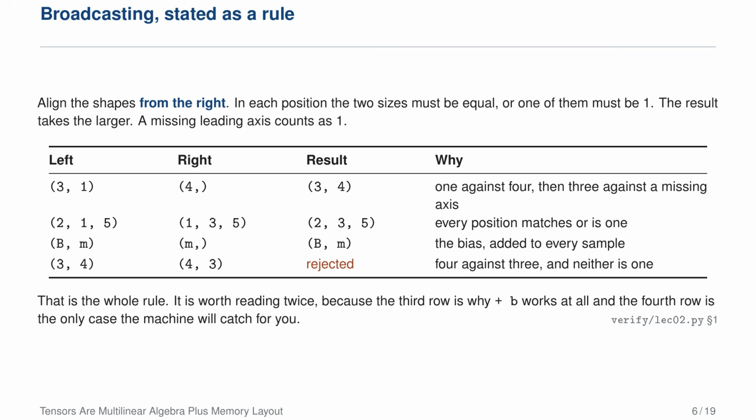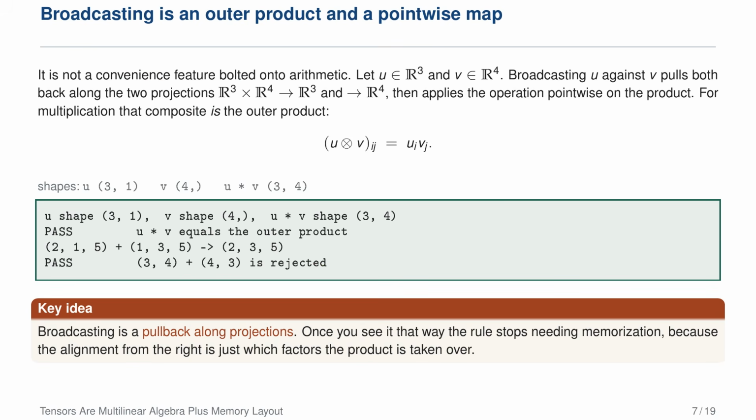Look at what it gives you. A column of 3 against a vector of 4 produces a 3 by 4 array. A rank 3 shape against another rank 3 shape works whenever every position matches or is 1. A batch of samples against a single bias vector works, and that is why adding the bias works at all without you doing anything. And a 3 by 4 against a 4 by 3 is rejected, because 4 meets 3 and neither of them is 1. That last row is worth dwelling on, because it is the only case in this whole business that the machine will catch for you. Now, why is it not a convenience feature?